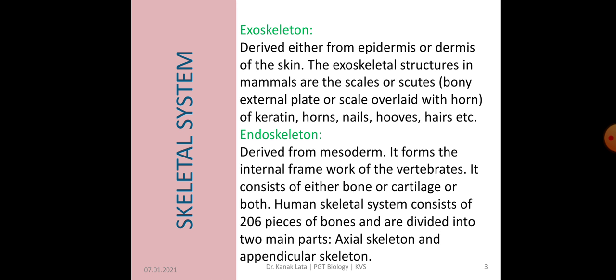Endoskeleton is derived from mesoderm. It includes the hard parts present inside the body. The cartilage and bones are examples of endoskeleton structures in the vertebrates. They are located internal to muscles. The human skeletal system consists of 206 bones and is divided into two main parts, axial skeleton and appendicular skeleton, each having different subparts also.